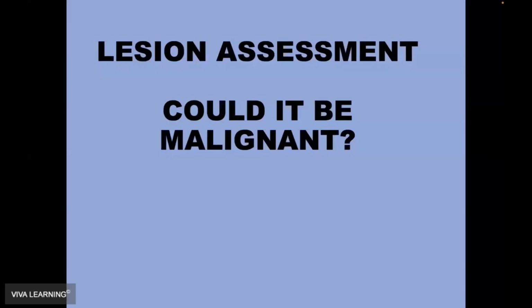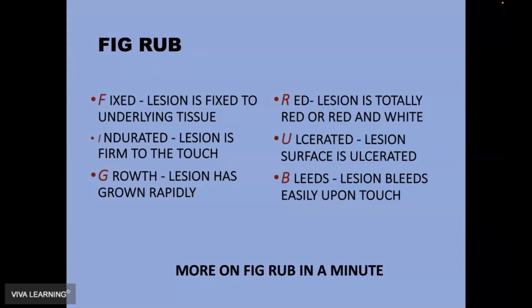Could it be malignant? Fig rub. It's a mnemonic device I use to help me figure out if it's malignant or benign. F, fixed. The lesion is fixed to the underlying tissue. It's not rubbery and movable. It is fixed. I, indurated. That means it's firm to the touch. G, growth. It grows rapidly. R, red. The lesion is red or red and white. U, ulcerated. The lesion surface is ulcerated. B, bleeds easily. These are the 6 diagnostic criteria to determine if a lesion is probably benign or probably malignant.